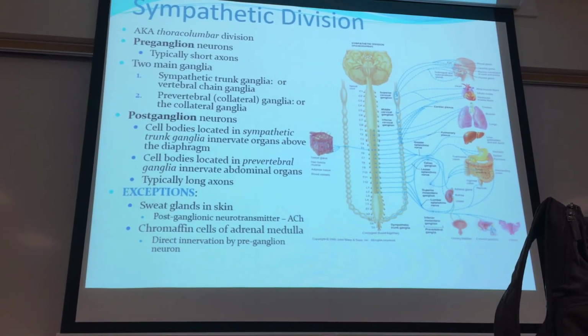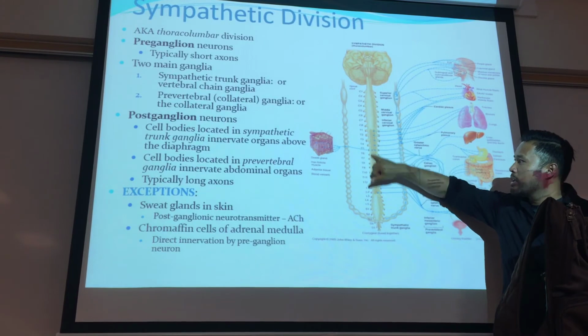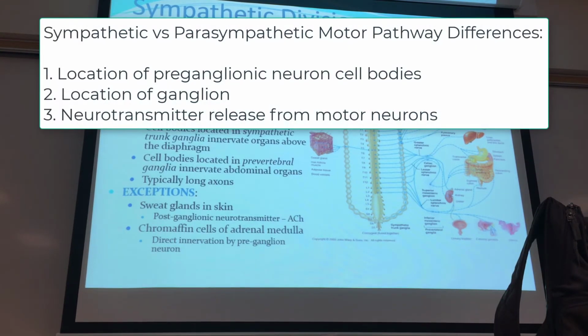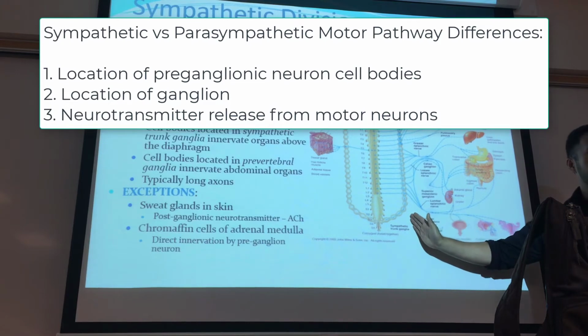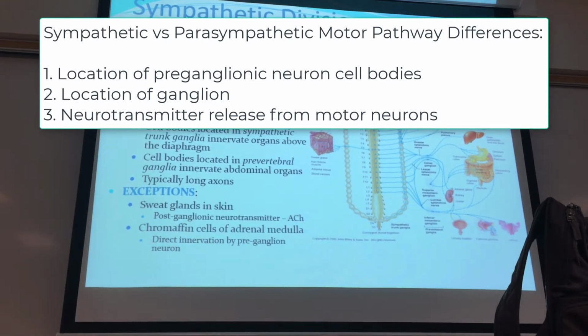Given all that, for both parasympathetic and sympathetic, I've been able to pinpoint the differences and where the preganglion cell bodies are located. You know where the ganglions are located. We've yet to talk about the neurotransmitters. What questions do you have about parasympathetic and sympathetic?